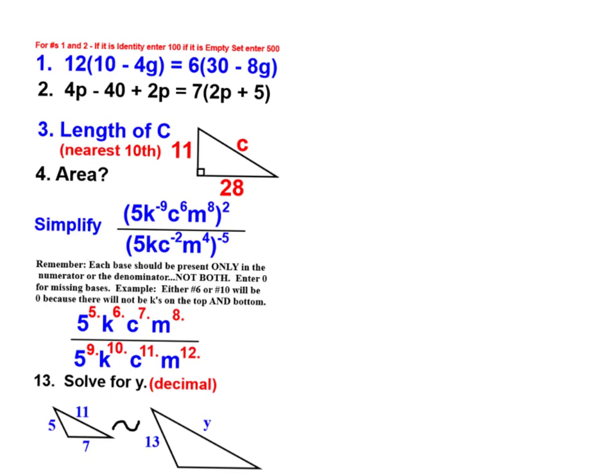So once in a while when you have variables on both sides, you might end up with one of those empty set problems or those identity problems. If you have the same coefficient on both sides of the equation, you might end up with one of those. So let me go ahead and start.